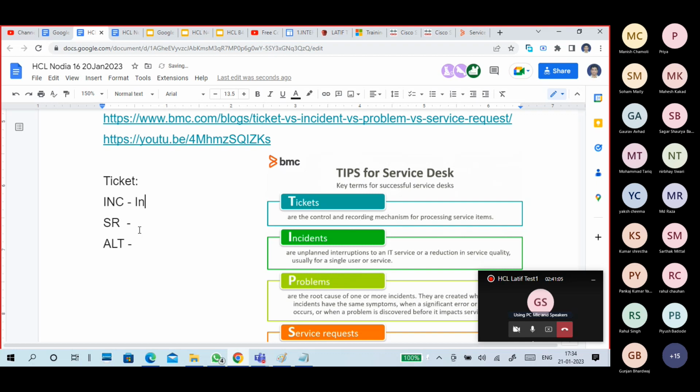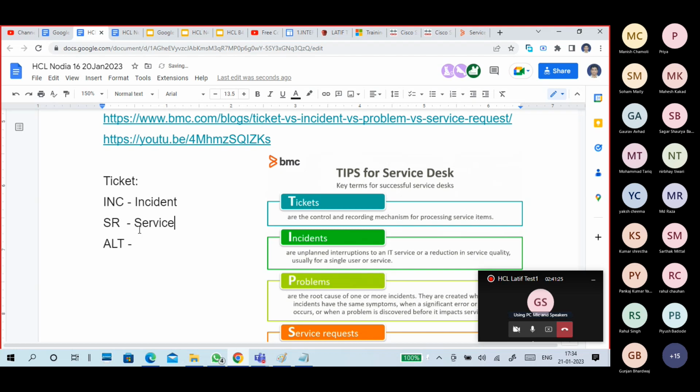So this is an incident ticket. Incident ticket means any issue that occurs is an incident only. A problem will come from incidents only. Multiple incidents are grouped together as a single problem. So keep that in mind.